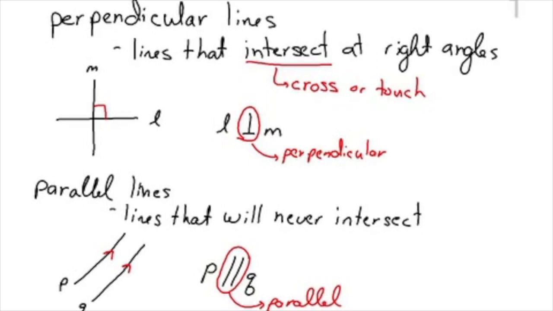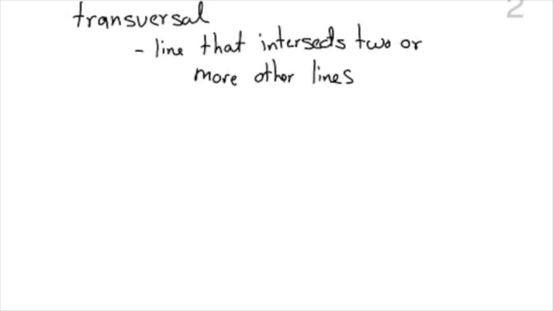All right, one more definition on the back of this, and then we'll talk about the other side of this paper. The next definition that we have is the definition of a transversal. Now, by definition, a transversal is a line that intersects two or more other lines.